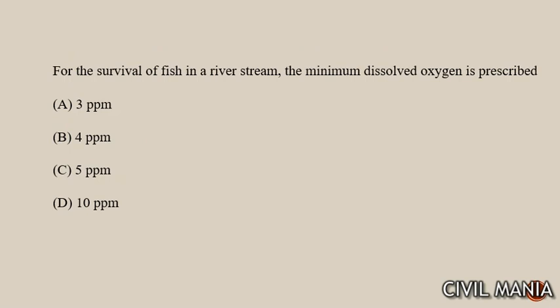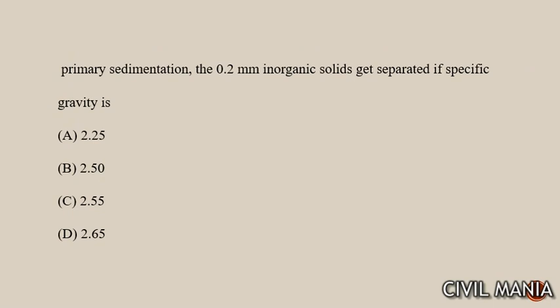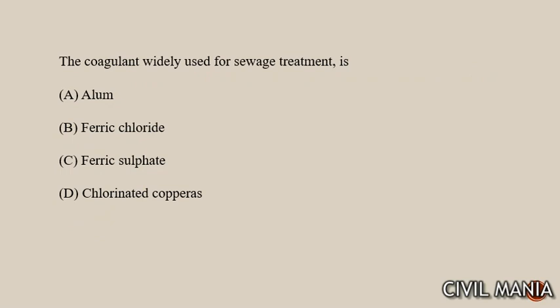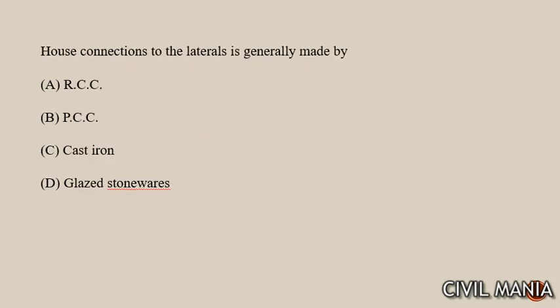Next question is, for the survival of the fish the minimum dissolved oxygen is prescribed at 4 ppm. Next question is, primary sedimentation, the 0.2 mm inorganic solids get separated if specific gravity is, how much is the specific gravity? If specific gravity is 2.65. Next question is, the coagulant widely used for sewage treatment is ferric sulphate. This one you will remember as FeSO4. Next is, house connection in the lateral is generally made with the glazed stonewares.